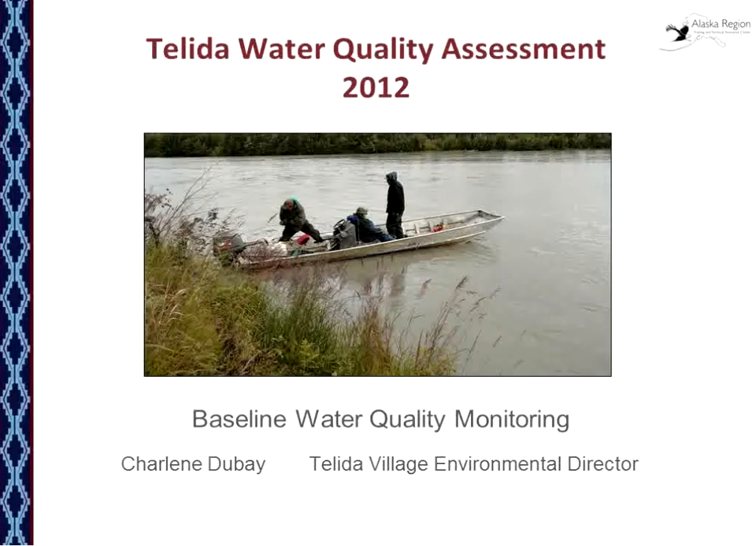Okay. So I'm here to talk about the baseline water quality assessment Tolida Village is doing to protect human health and environment in the Kuskokwim River. The Kuskokwim River is the second longest free-flowing river in the United States. Tolida Village, along with several other Athabascan tribal communities, is located in the headwaters region of the river.